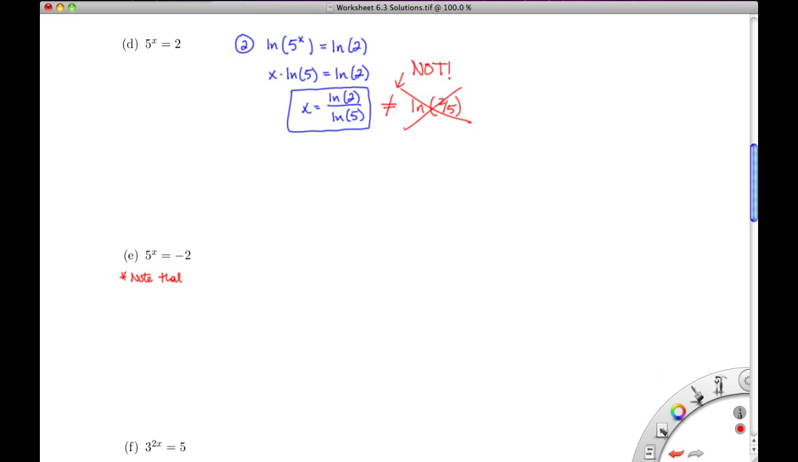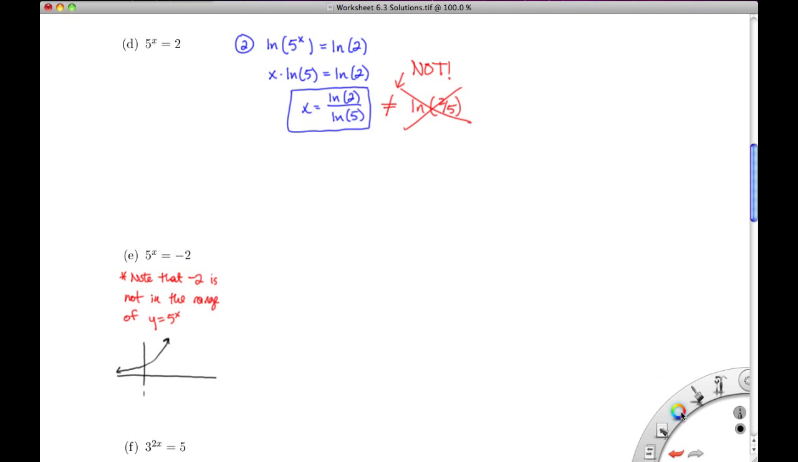So we may notice that -2 is not in the range of y equals 5 to the power of x. If you think about what this graph would look like if we were to sketch a graph of 5 to the power of x, it's exponential growth, and it never drops below the x-axis, so we never have this function equaling -2. So that's one thing that we would note, that maybe this doesn't have a solution.